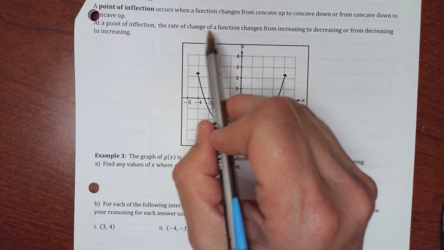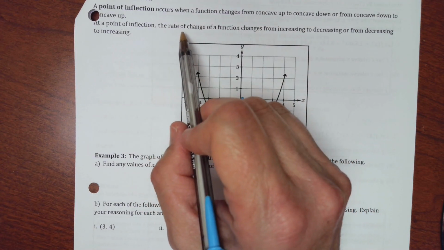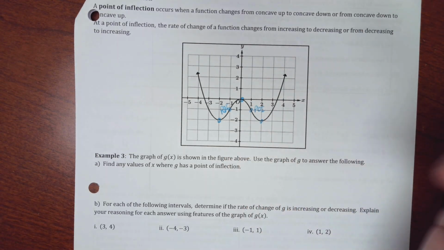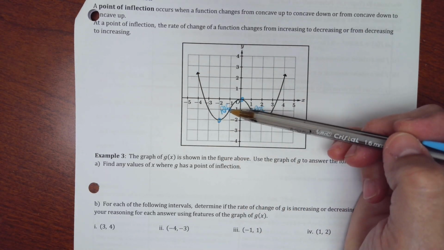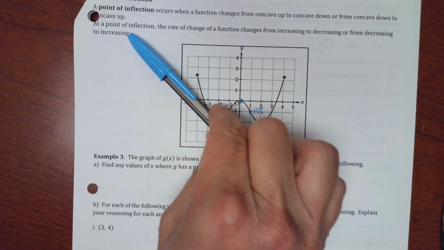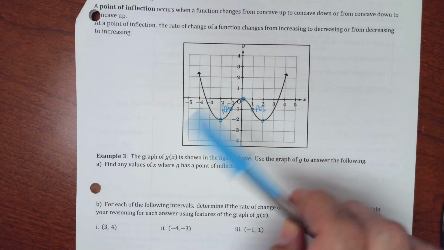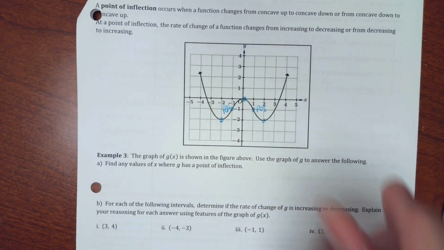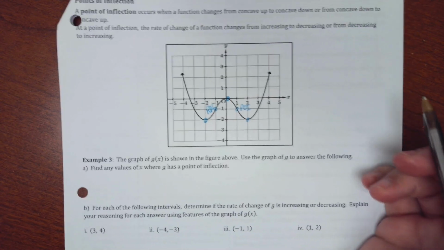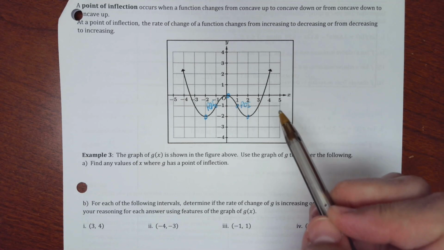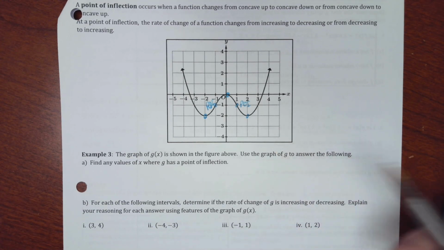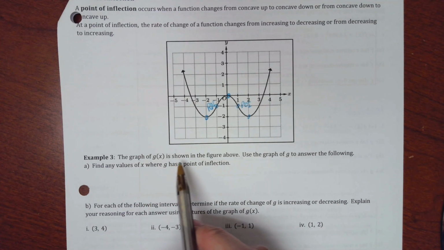All right, a point of inflection. At a point of inflection, the rate of change of a function changes from increasing to decreasing. Remember, if you're concave up, your tangent line slopes are increasing slopes. If you're concave down, they are decreasing. All right, and then concave up, increasing again. And the point of inflection is where your rate of change changes from increasing to decreasing or vice versa.